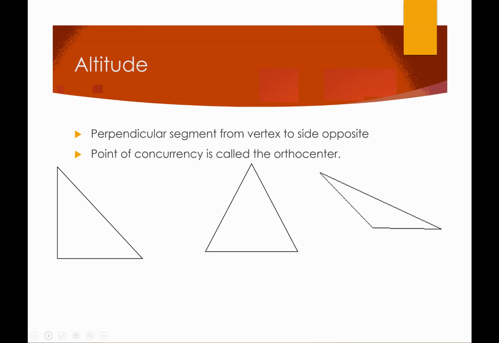Now, an altitude is the perpendicular segment from the vertex to the opposite side. So I don't have to have a midpoint, I just have to have a perpendicular. If I have a right triangle, my vertex to the side perpendicular is going to be my legs. And then from this vertex to here, and here. And there's my point of concurrency, and we call that an orthocenter.